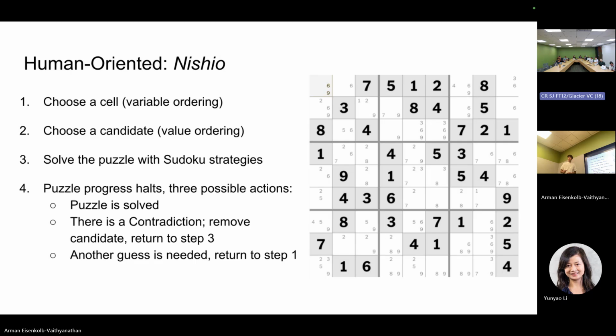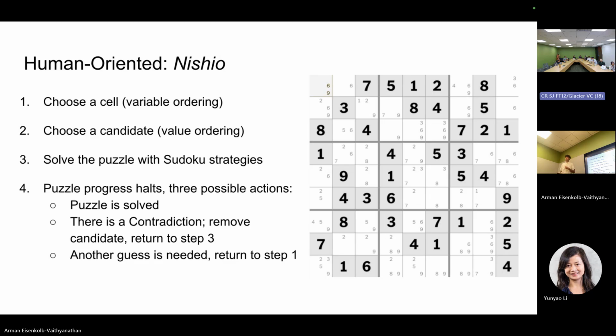So when the human encounters a puzzle they cannot solve with the human strategies alone, they have to use trial and error, or some kind of guessing. The guessing adaptation for Sudoku is called Nishio. In Nishio, when making a guess, the human first has to choose a cell to guess in, and then the candidate that they will guess in that cell. The choosing of the cell is variable ordering, and the choosing of the candidate is value ordering. Once the human makes a guess, they can use the Sudoku strategies to continue to advance the puzzle.